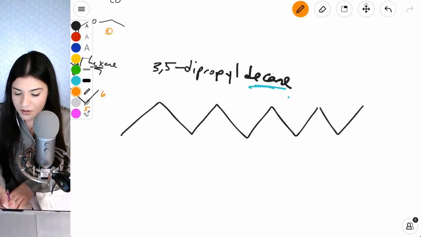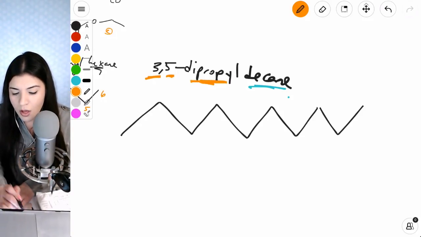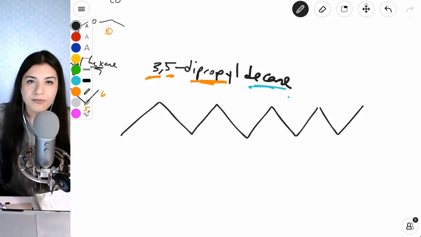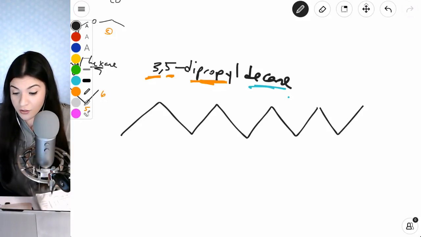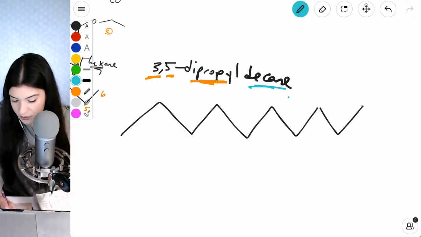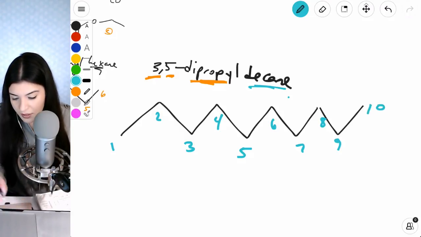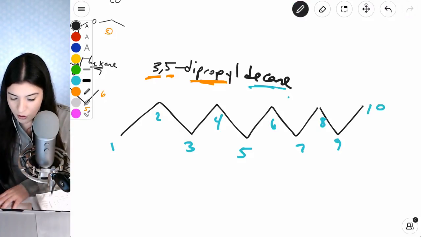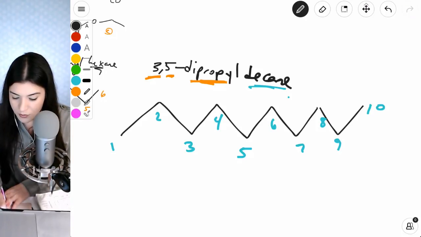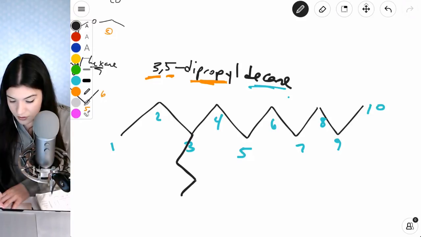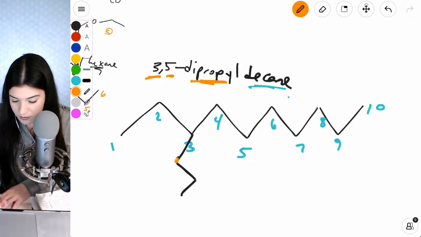And then next, this is telling us 3 and 5 is propyl. So propyl has 3 different carbons. So let me label this out. 1, 2, 3, 4, 5, 6, 7, 8, 9, 10. And propyl we said was 3 carbons. So at 3, I'm going to do 1, 2, and 3. That's fine, because this is the 1, 2, and 3. And then I'll do that also at 5, same thing.